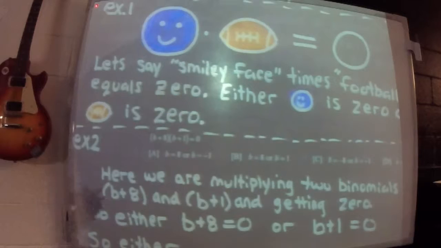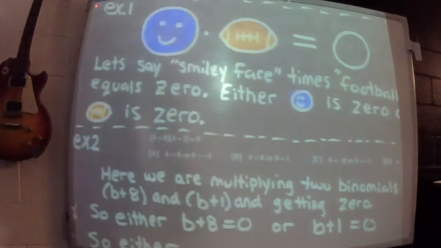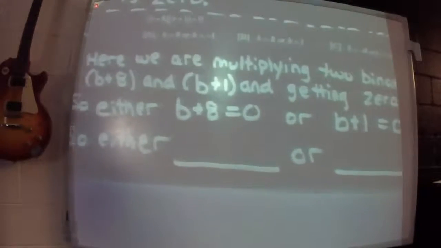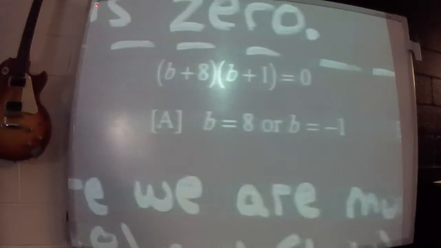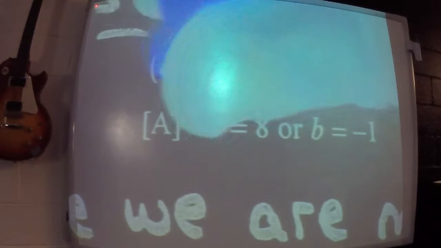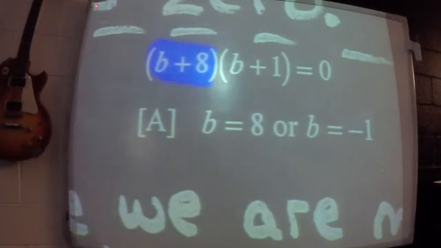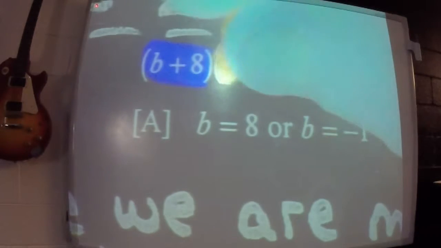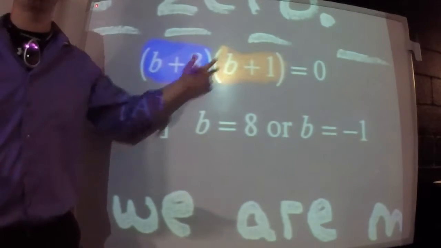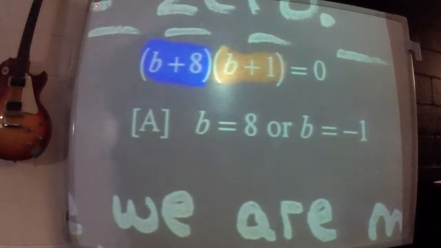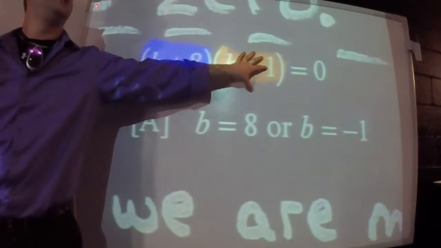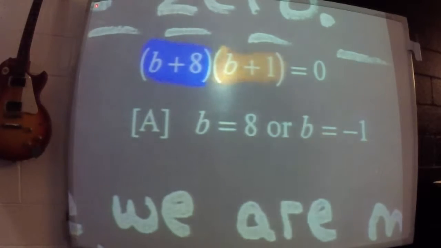Now, obviously, you're not going to have smiley faces and footballs. Instead, your things are going to be two binomials. So on this objective I'm multiplying one binomial, which is b plus 8, by this other binomial, which is b plus 1. Even though you see four things, a b and an 8 and a b and a 1, you're really just multiplying two things here. You're multiplying this times this, and you're somehow getting 0.